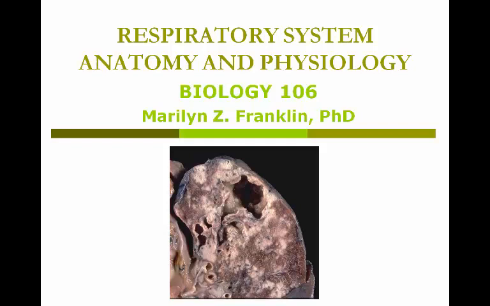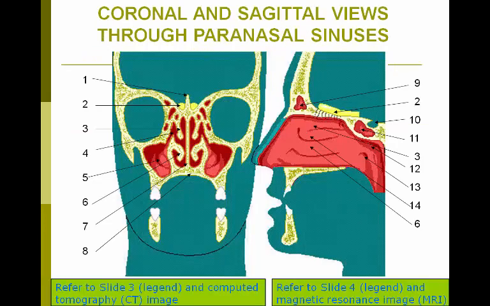Today's lab is on the respiratory system, on both the anatomy and physiology of respiration. Remember that anatomy means structure, physiology means function. This first slide is a little unusual looking, I guess, but it shows you both a coronal and a sagittal view of the head through the sinuses and through the nasal cavity as well. These are called paranasal sinuses, which means surrounding the nose, but don't let that concern you.